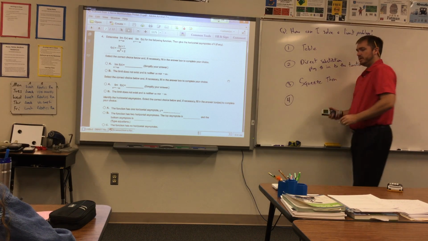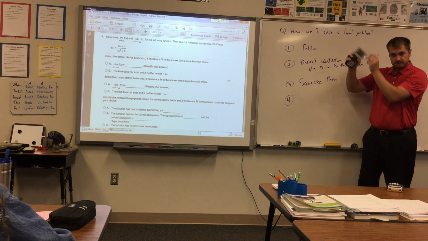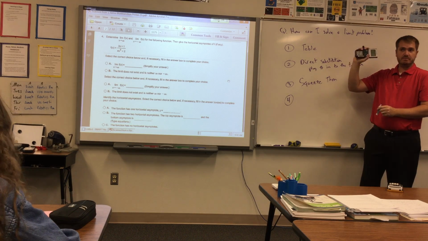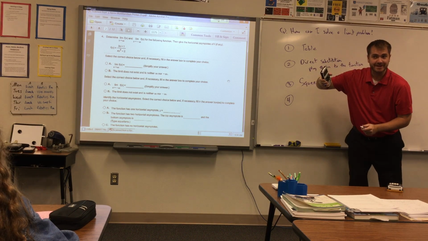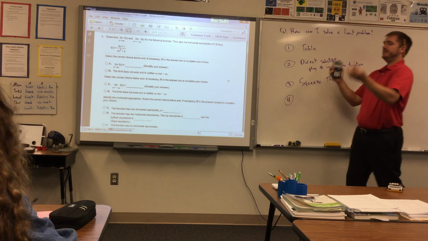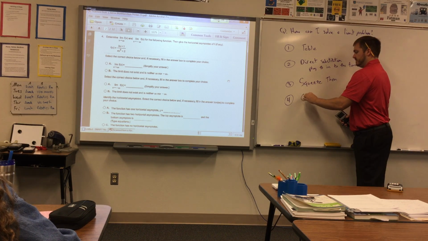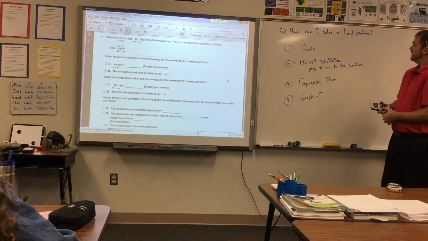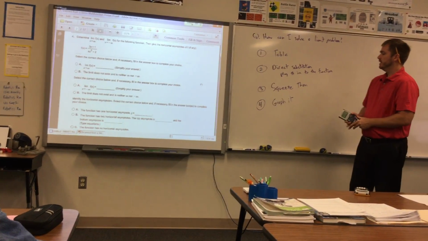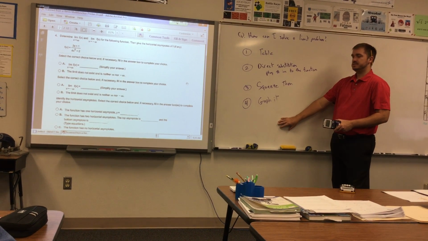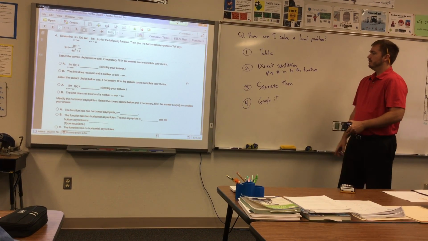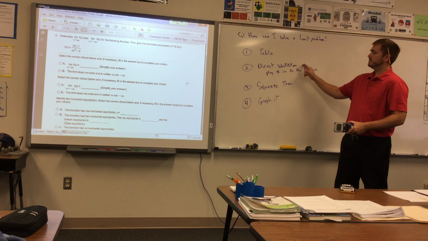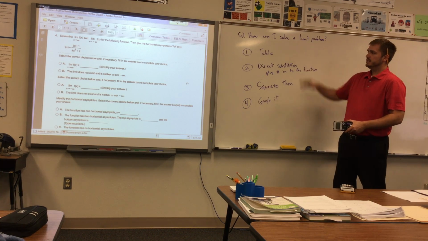Let's keep going. What's another easy way of solving a limit problem? What's that? Putting it in the calculator. And graphing it. Yeah, just graph it. Those are all ways of solving. Like I said, I would put squeeze theorem as a distant fourth. But graphing it, direct substitution, great way. Table is a great way.